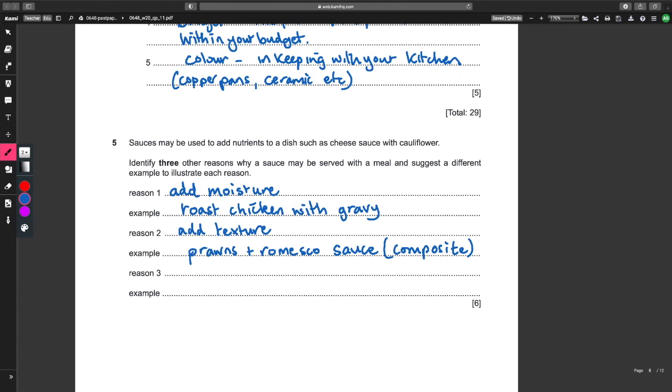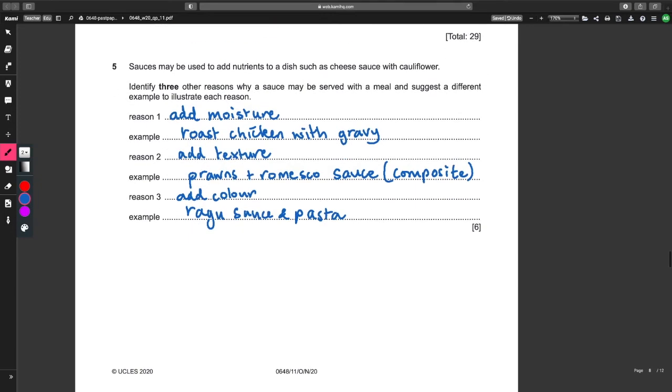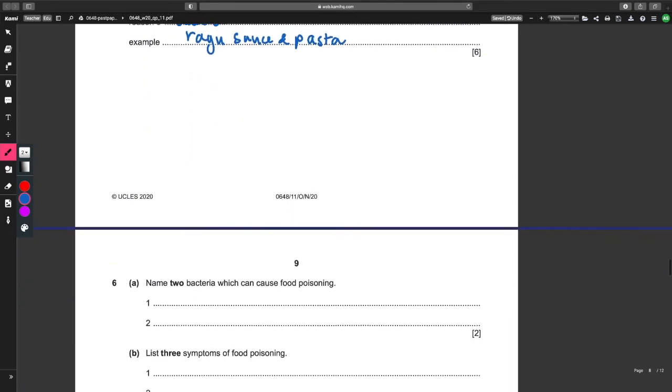We could also add colour. You know, we've got boring brown pasta. Let's add some colour by putting in a ragu sauce and pesto pasta. There we go. Ragu is generally tomato-based. Hope you guys are going to be able to read this when you go back.